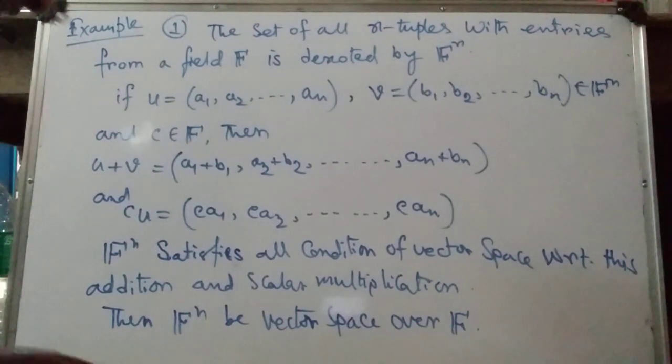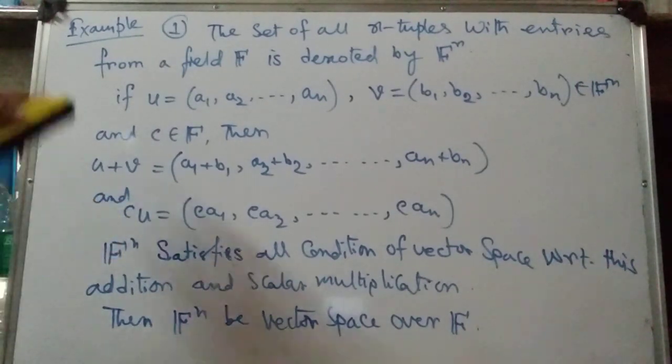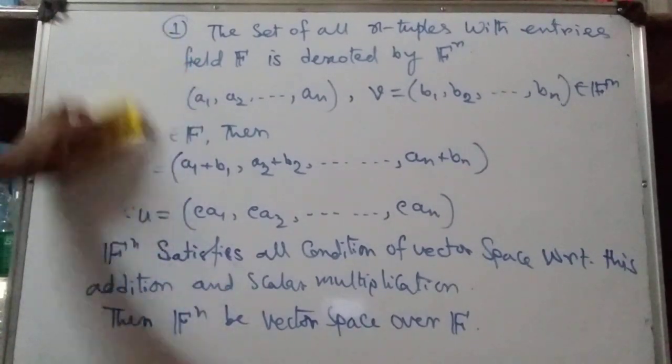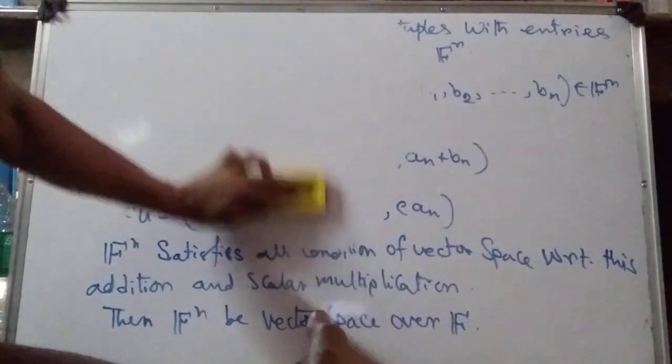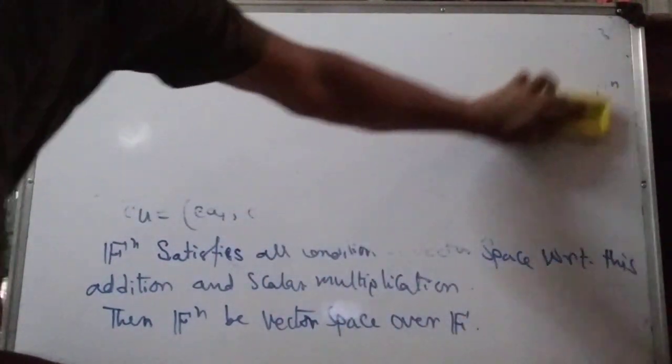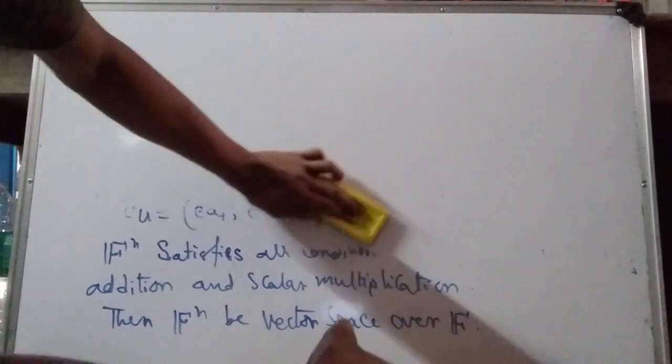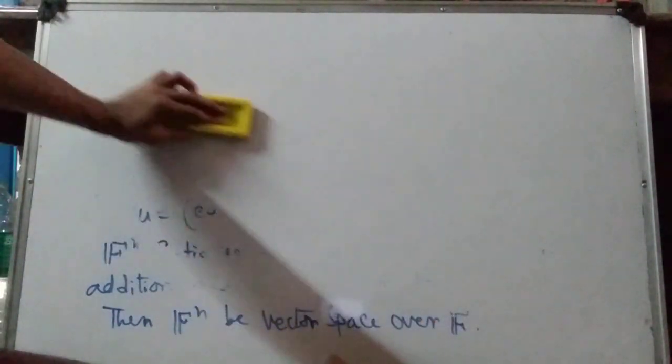Next we are going to discuss some matrices first, and then an example of matrices related to vector spaces.